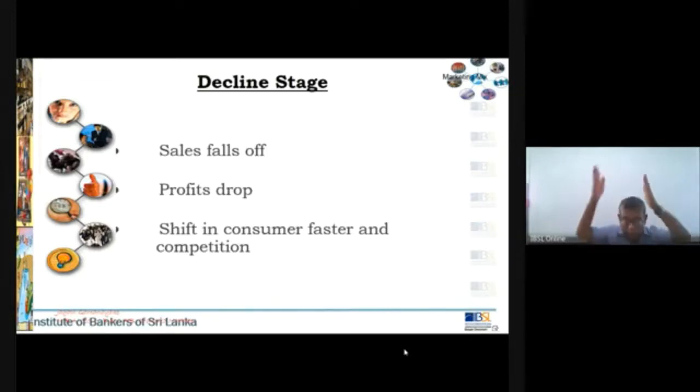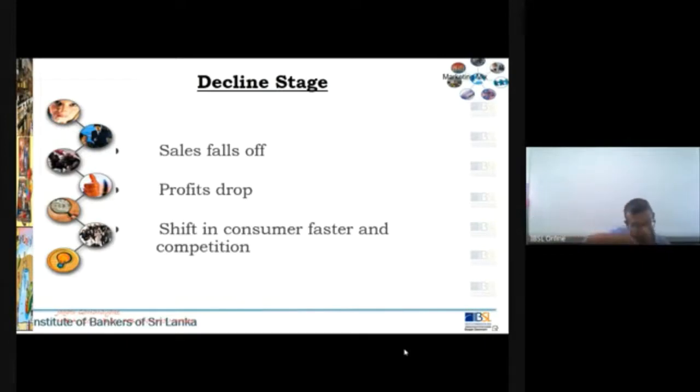You have the 4 columns here: introduction, growth, maturity, decline. You get the characteristics. What is the marketing objective of the introductory stage? Create awareness. Just introduce the product. Then go to the growth stage. What is it? Differentiate your product. Add values, levels, augmented.